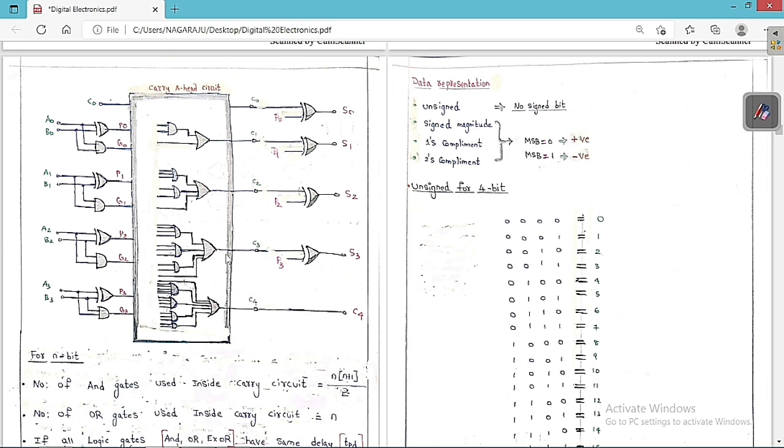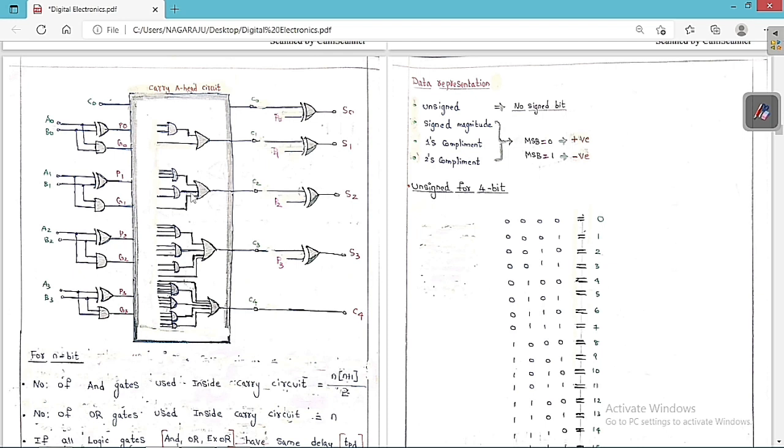So finally I can say that the number of AND gates used inside the carry circuit is equal to n into n plus 1 by 2, and the number of OR gates used inside the carry circuit is equal to n. If all the logic gates, AND gate, OR gate and XOR gate, have the same propagation delay, then to provide the carry output delay we use 3 TPD, and to provide the sum output delay we require 4 TPD.